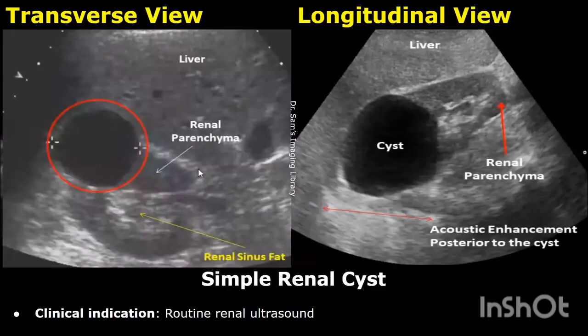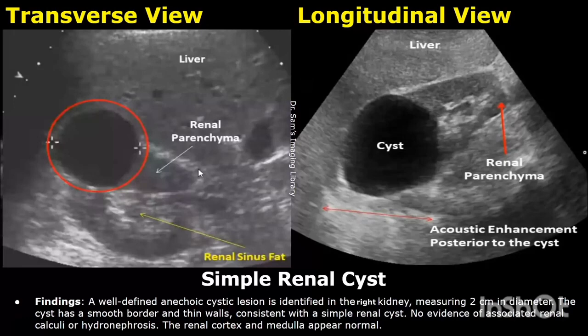Now, we will see how to write kidney ultrasound reports. This will include findings and impression and will only involve the kidneys. Other organ reports are not included. The first case is of a simple renal cyst. The clinical indication in this example is a routine ultrasound.